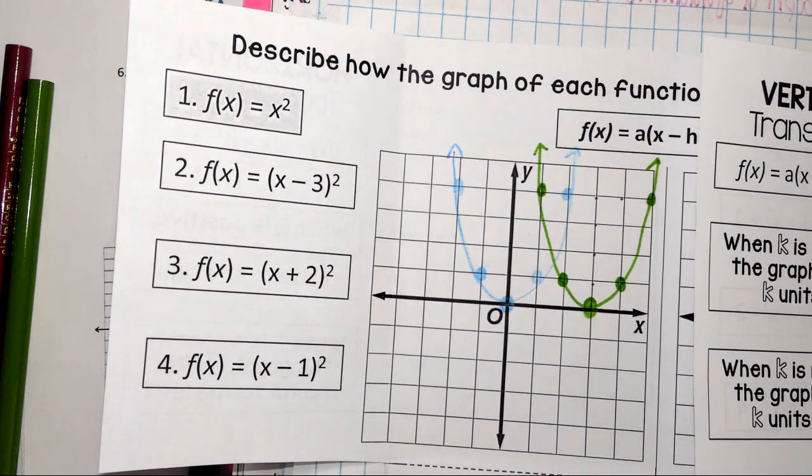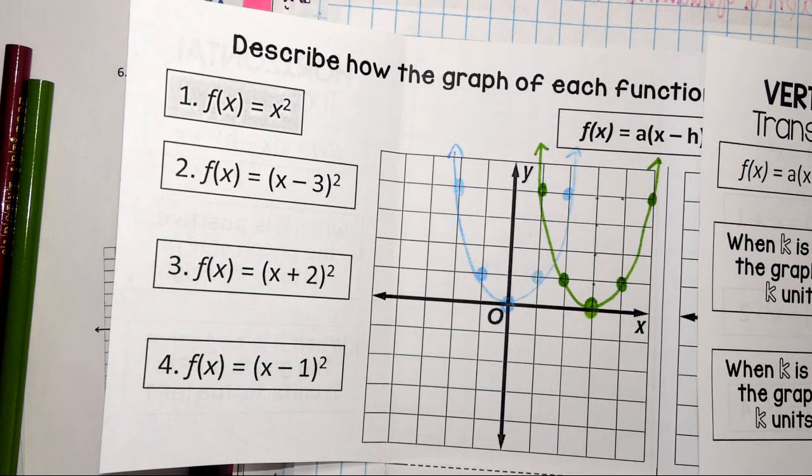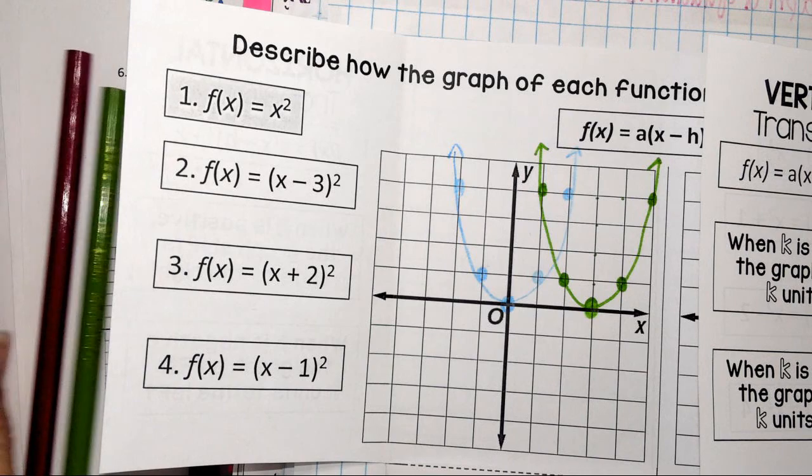Ta-da! So how did the minus 3 shift it? Over to the right. How many units? 3. Fantastic.